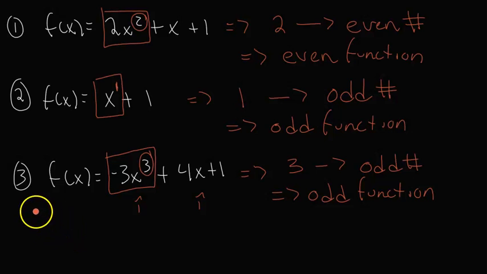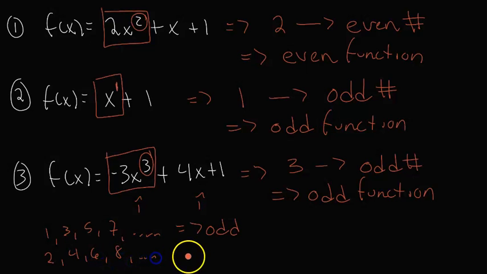Thus, what we need to know is first to identify, again, the x with the greatest power. Then, the greatest power is going to tell us if our function is even or odd. So, if you have powers 1, 3, 5, 7, and so on, our function is odd. And if we have powers 2, 4, 6, 8, and so on, our function is even.